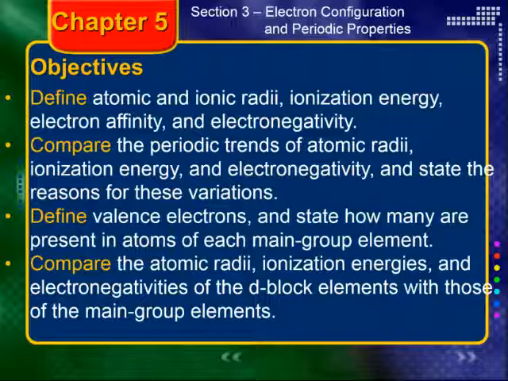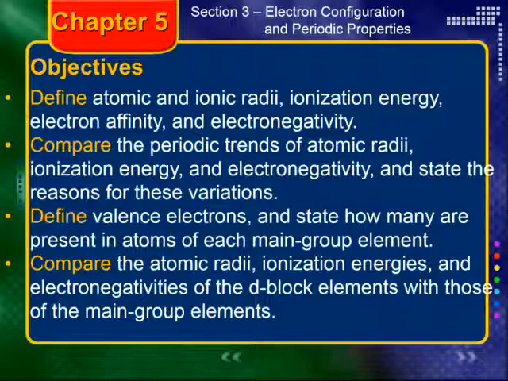So we still have 3 different trends to deal with, but we're defining atomic radius, ionic radius, ionization energy, electron affinity, and electronegativity. We're just simply defining them. Then we're going to compare the periodic trends, right? So that's the period going horizontally left to right. The trends for atomic radius, ionic radius, ionization energy, and electronegativity.